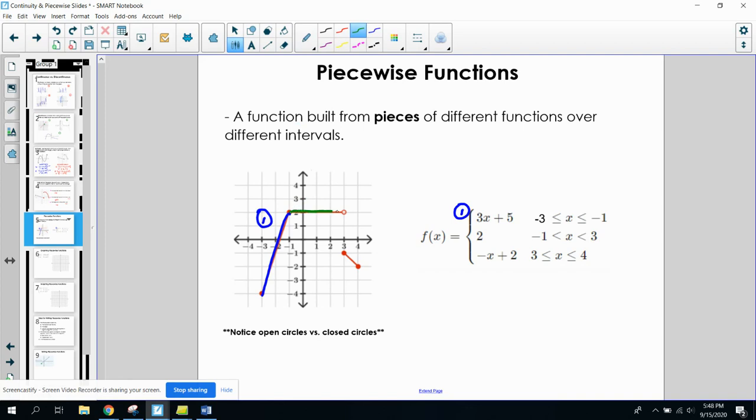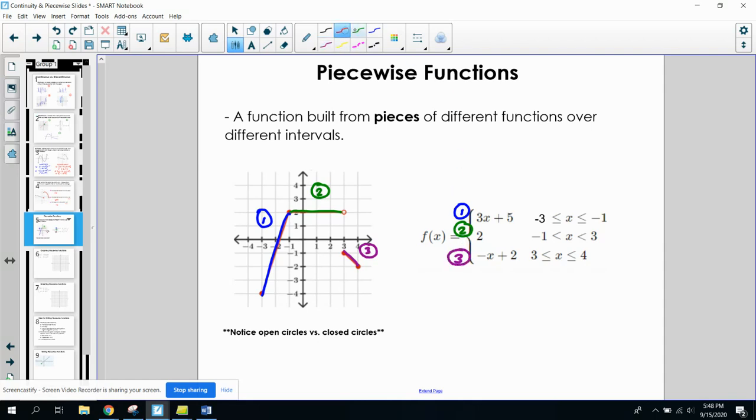So the next piece is this horizontal line. I'm just going to call that piece number 2. And that's going to correspond to the equation in the middle. And then the last piece is this piece here. We'll call that number 3. That's going to correspond to the last equation.